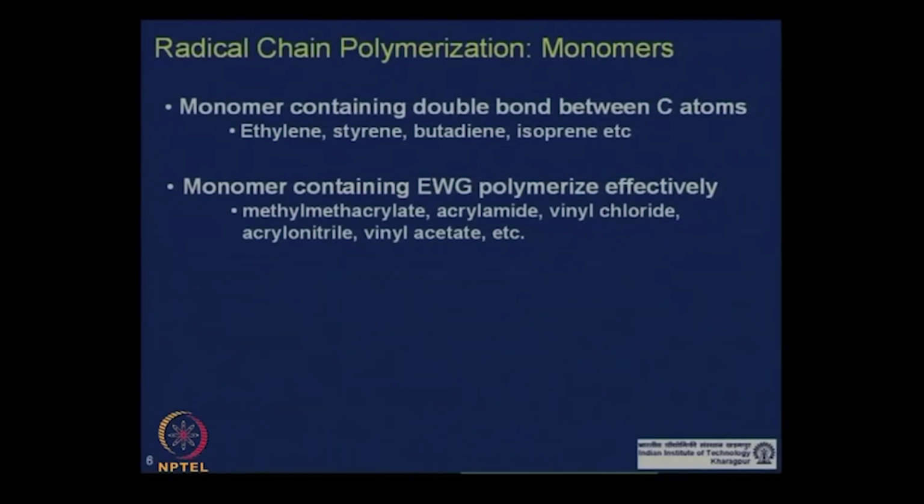Monomers containing a double bond between carbon atoms. The examples we have just seen: ethylene, styrene, butadiene, isoprene, etc. And if the monomer contains an electron withdrawing group, then the polymerizability of that double bond actually goes up, because of the reasons we just talked about in the last 10-15 minutes. So, examples like methyl methacrylate, acrylamide, vinyl chloride, acrylonitrile, vinyl acetate, etc., can be very easily polymerized by a radical initiator.